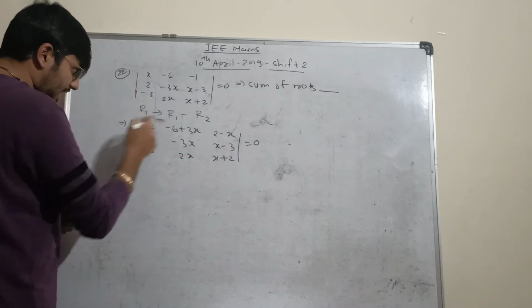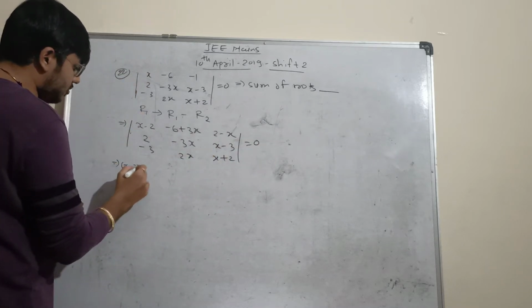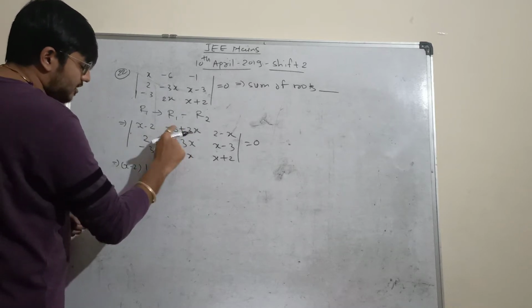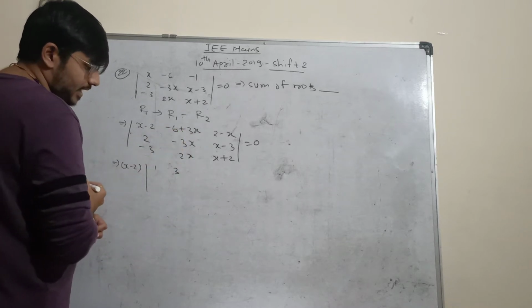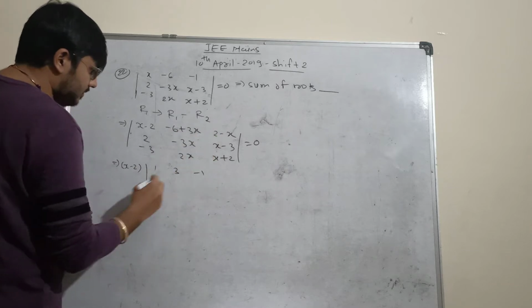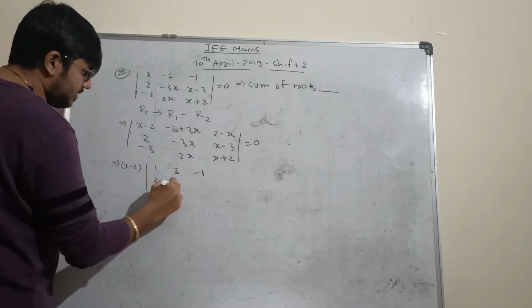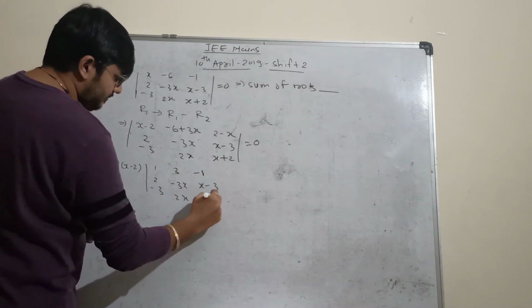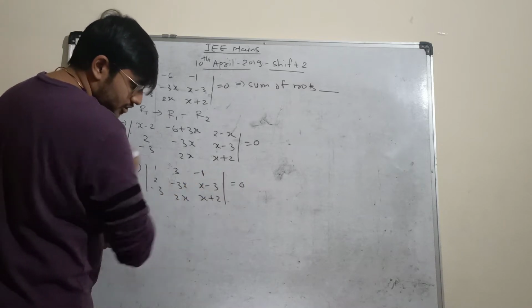So I can take x minus 2 common from the first row. So here it will be 1. Take 3 common, so as x minus 2, that is 3, and here minus 1. Right? So 2, minus 3, minus 3x, 2x, x, minus 3, and x plus 2 equals 0.